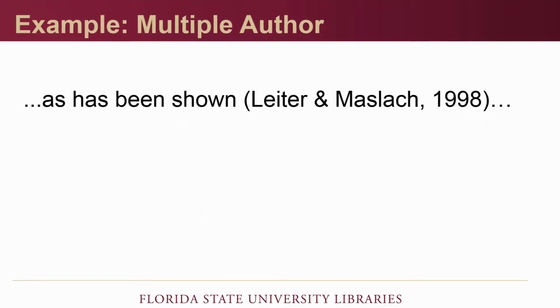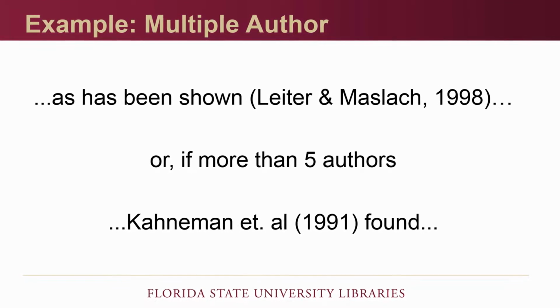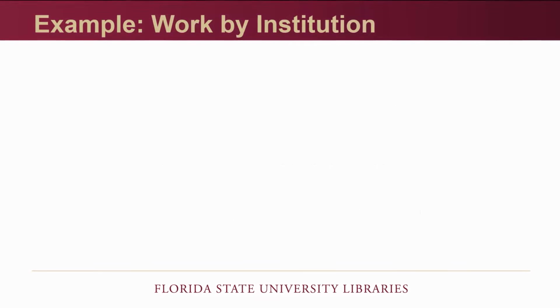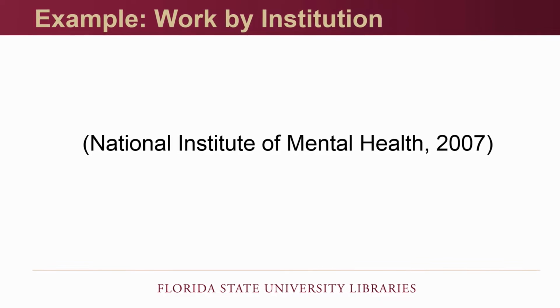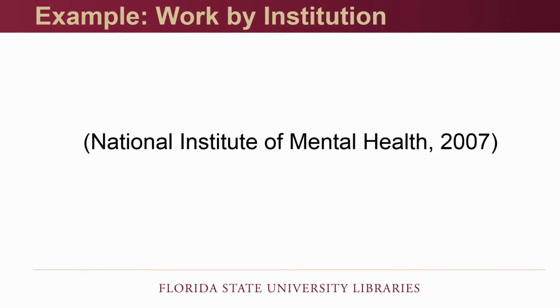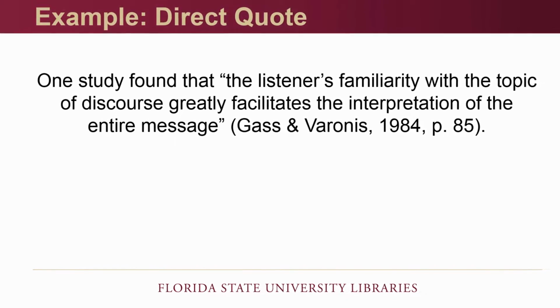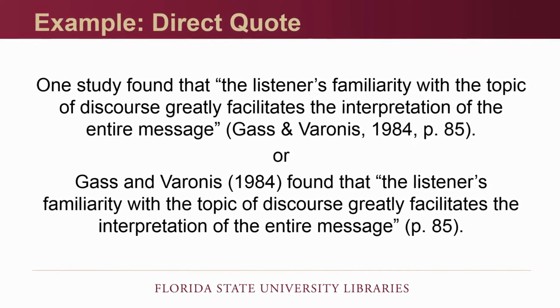When a work has multiple authors, quote them all, or if there are more than 5 authors, quote the first and add et al., while also including the year of publication. If a work has been developed by an institution, such as an association, corporation, or government agency, you can quote the institution rather than the author. As mentioned earlier, when directly quoting an author, be sure to include the page numbers of the content being sourced.